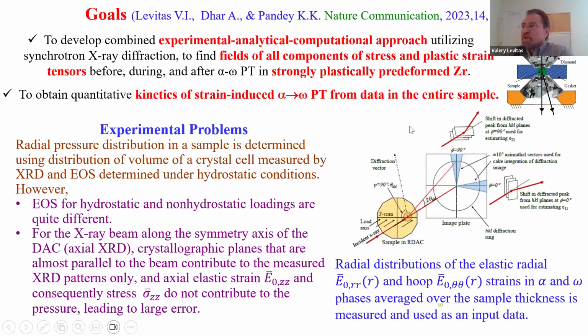But there is also a problem with the experiment. Well, pressure is usually determined by measuring with X-ray diffraction the volume of the crystal cell and using an equation of state under hydrostatic conditions. But the equation of state under hydrostatic and non-hydrostatic conditions differs significantly. And also with axial diffraction, axial strain does not contribute to the X-ray pattern. That is why in our method, as experimental input, we use only the radial distribution of elastic radial and azimuthal hoop stress, without using an equation of state.